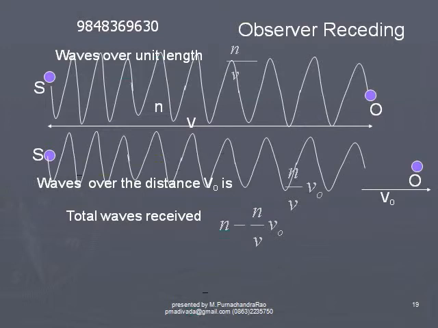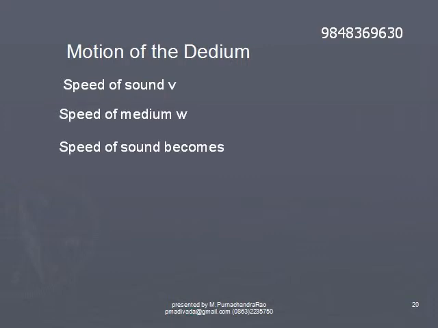Hence, the total number of waves received by the observer will be less than n. So, the number of waves received by the observer will be n minus n by v into v naught. This is the relation for apparent frequency when the observer is receding from the source. Effect of the motion of the medium on the apparent frequency.